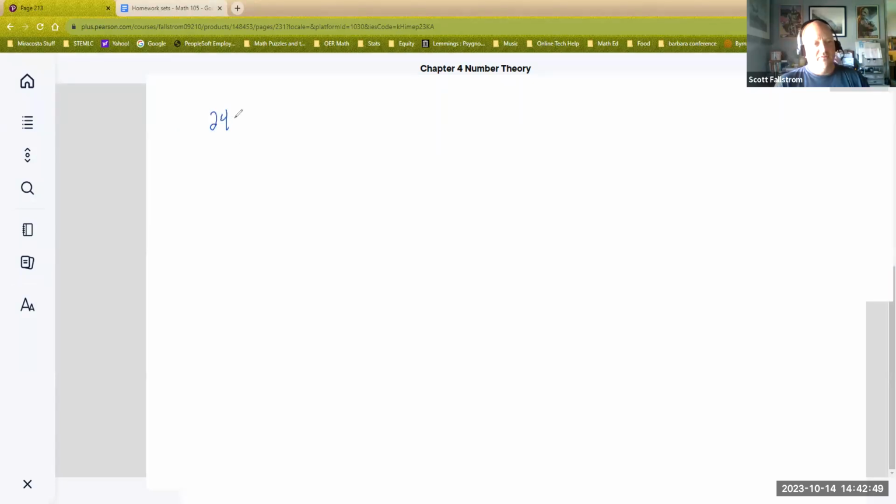Okay, so we said 24 is 2 cubed times 3 to the first. 30 is 2 to the first, 3 to the first, 5 to the first. Okay, and then the GCD of 24 and 30 turns out to be 2 to the first, 3 to the first, which is just 6.